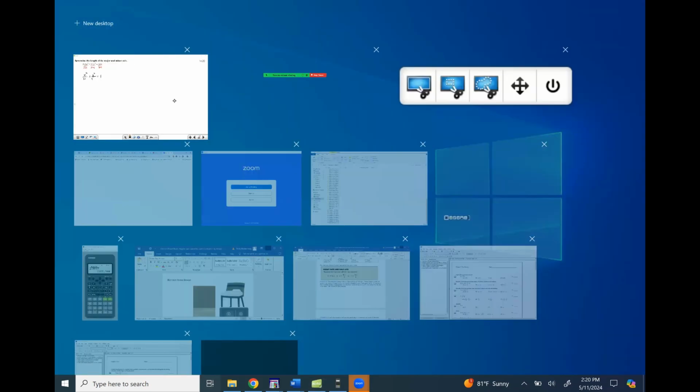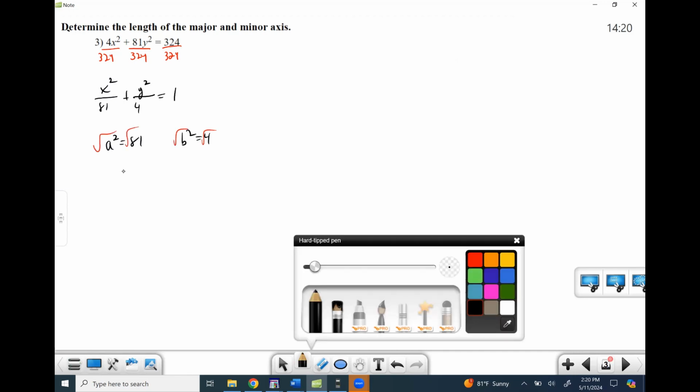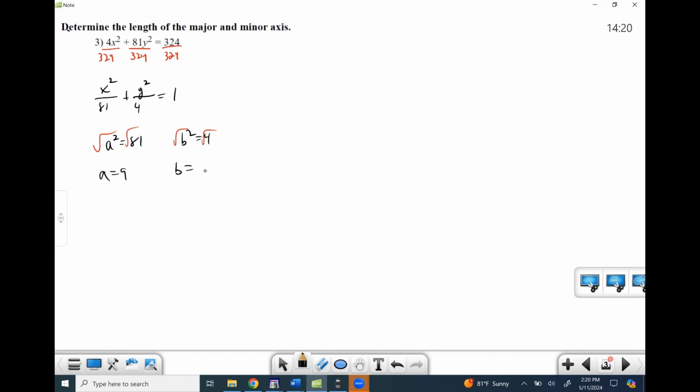So a squared is the bigger number. So a squared is going to be the 81, which means b squared must be the 4. If we go in here and we square root everybody, then we have a equals 9 and b equals 2. So what this means is, my ellipse is centered at (0, 0). Okay, so here's the center. Well, the 81 was underneath x, right? So I would go 9 to the right, and I would go 9 to the left. And that's where I would put my vertices.